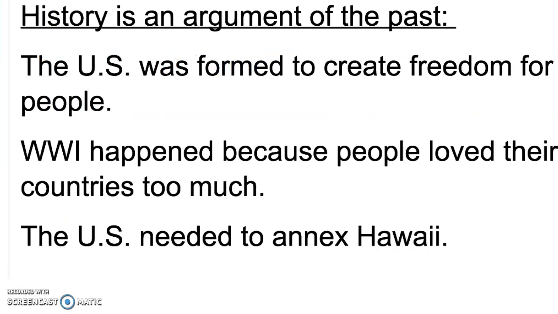When we look at history, history is an argument of the past, and that's one of the things I love about history. I love arguing, and I love the information from history, and anything can be argued in history. So for instance, you could make claims like the U.S. was formed to create freedom for people. World War I happened because people loved their countries too much. The U.S. needed to annex Hawaii. All of these things can be argued for or against, and we can argue until our faces turn blue.